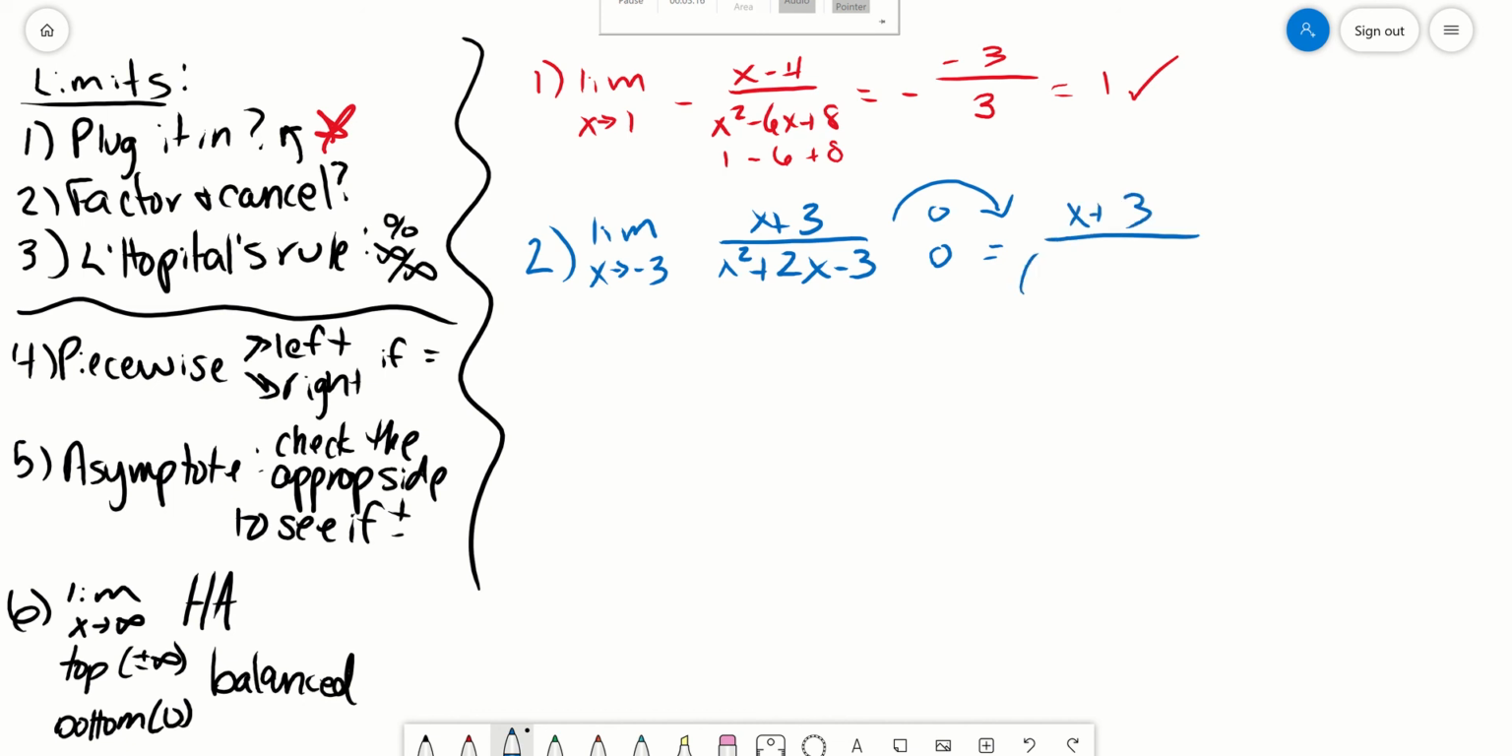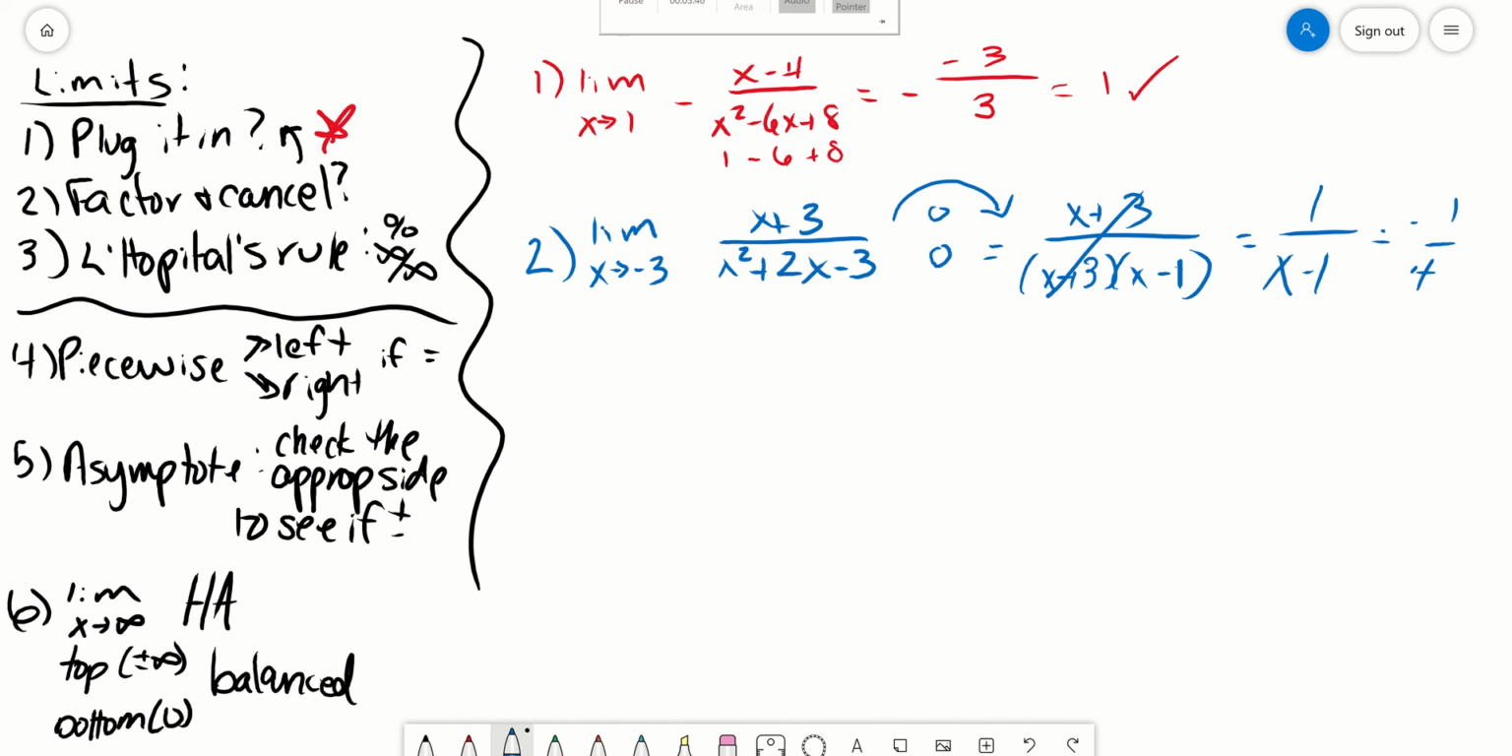If I factor that denominator, it's got to be an x. That's a negative, so one has to be positive, one has to be negative. 3 is only 1 and 3, so we want it to be positive 2. So those are going to cancel, and that simplifies down to 1 over x minus 1. Now you can plug it in, and you're going to get negative 1/4.